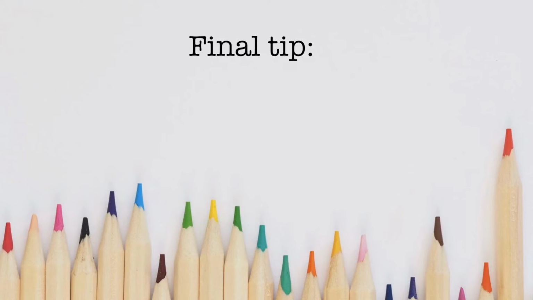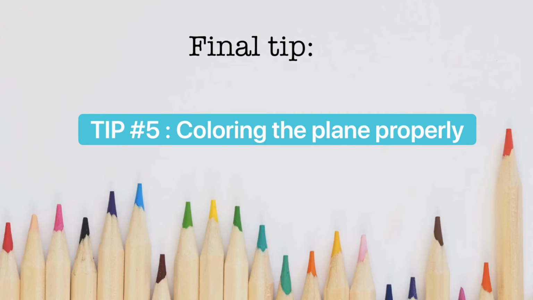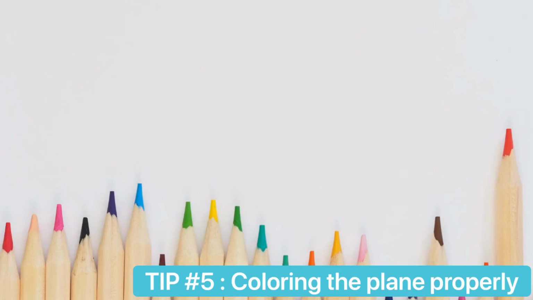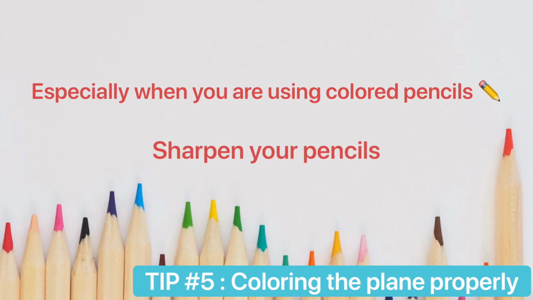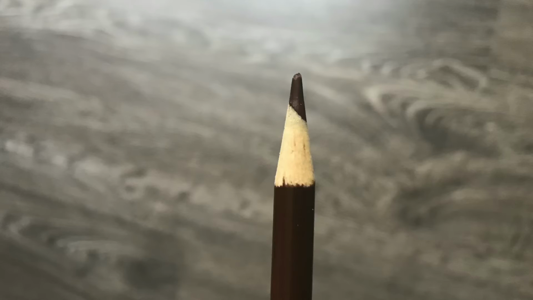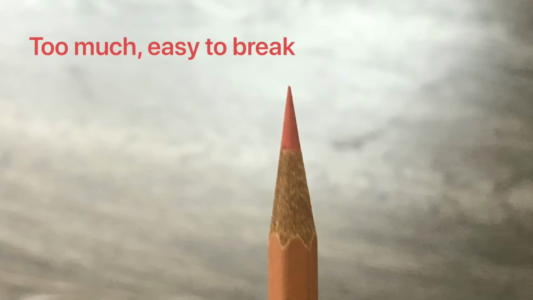Okay, the final tip for the day would be coloring the plane properly. Coloring is also extremely crucial, and it can make or break your drawing. When you're coloring, especially when you're using colored pencils, you want to make sure that your pencils are sharpened. Like this one would be good. Also, avoid sharpening your pencils too much, as they'll break easily.